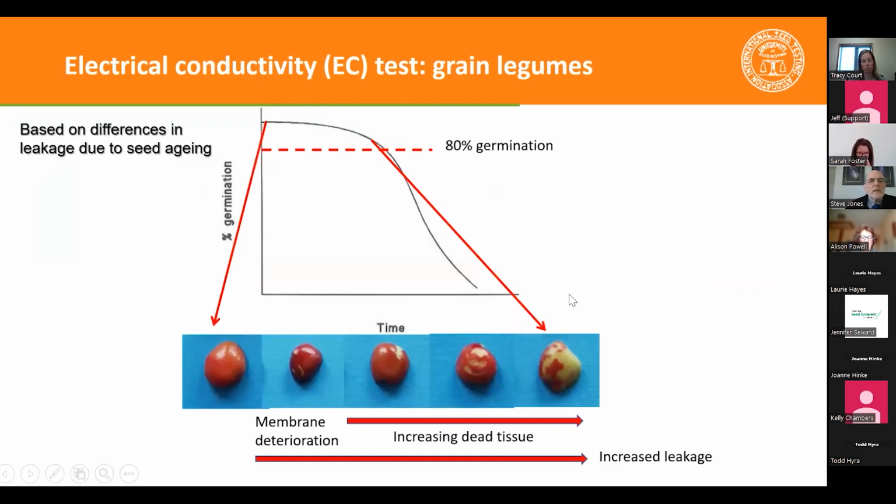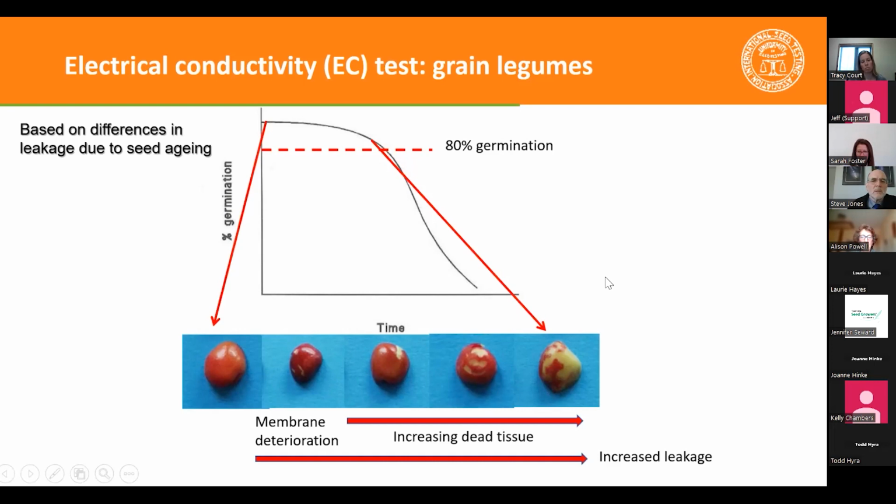An example is the electrical conductivity or EC test for grain legumes that Alison was key in developing in the UK. And here you might have a high level of germination for several seed lots, but in time that can deteriorate as the seed ages. So the membrane on the peas leaks more, and you can test that by the water solution, or the conductivity of that solution, under test methods in the lab. But then the key is to be able to predict that in the field.